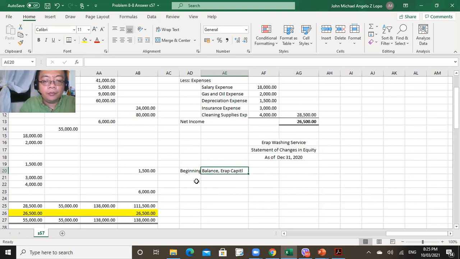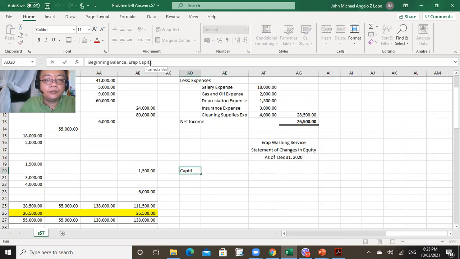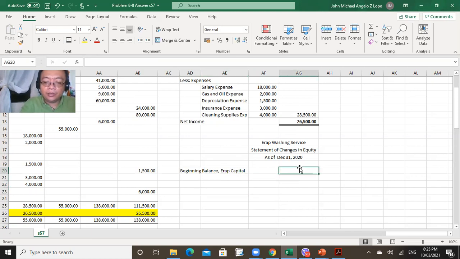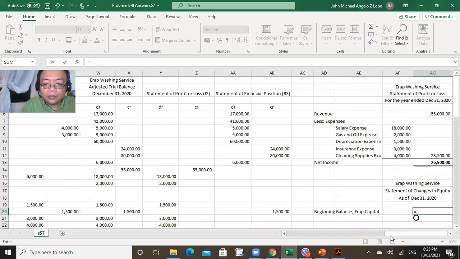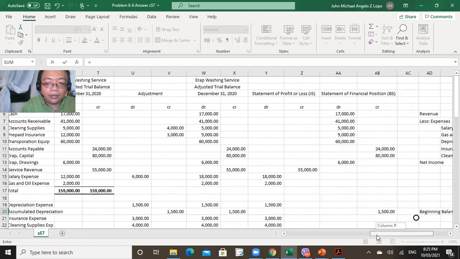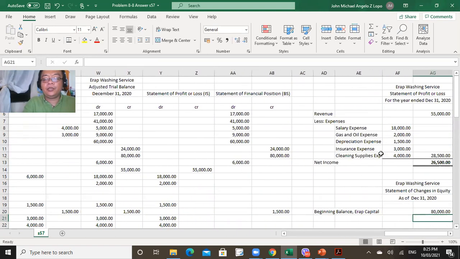All right, Arab capital. How much would be your beginning balance? The beginning balance of Arab capital is this, right? I think 80,000. Correct. 80,000. All right. Take note of this now.